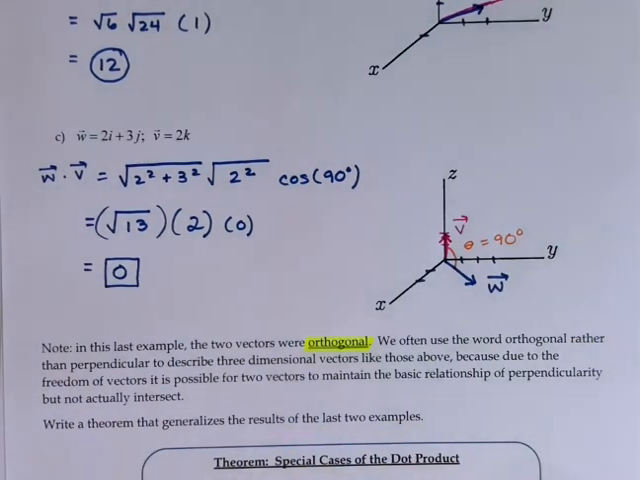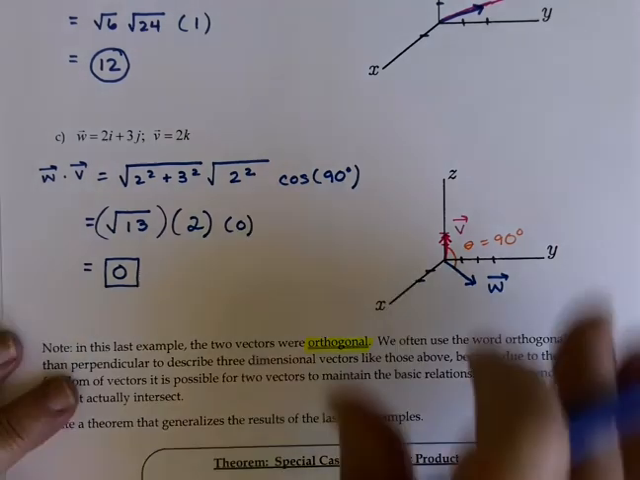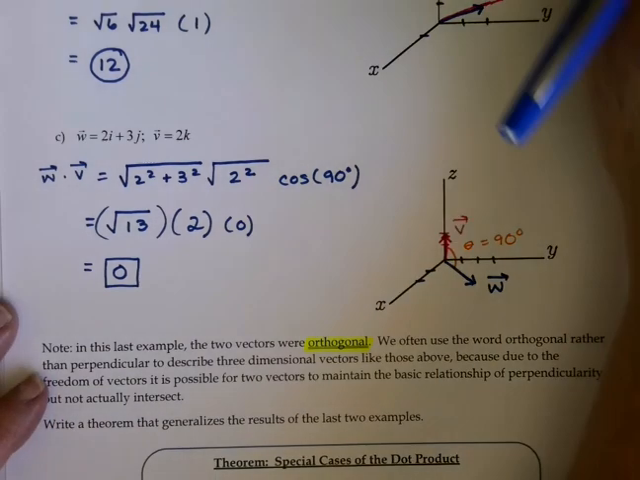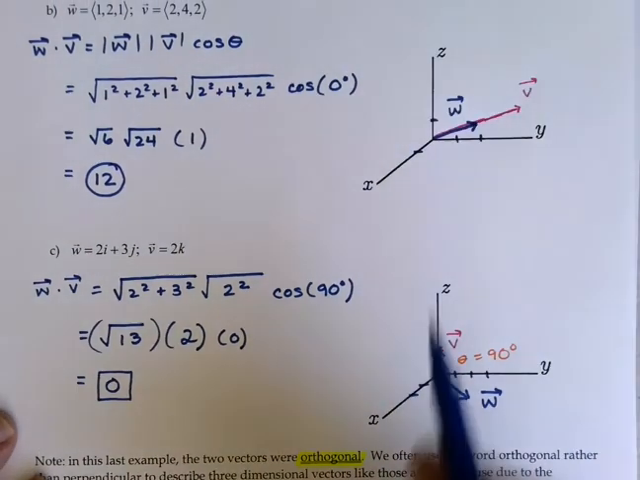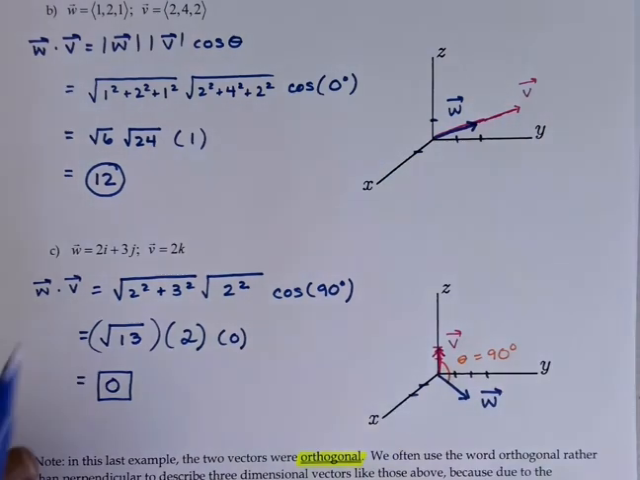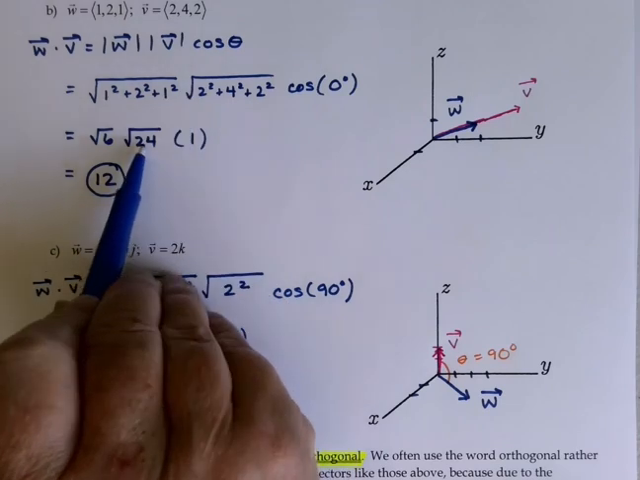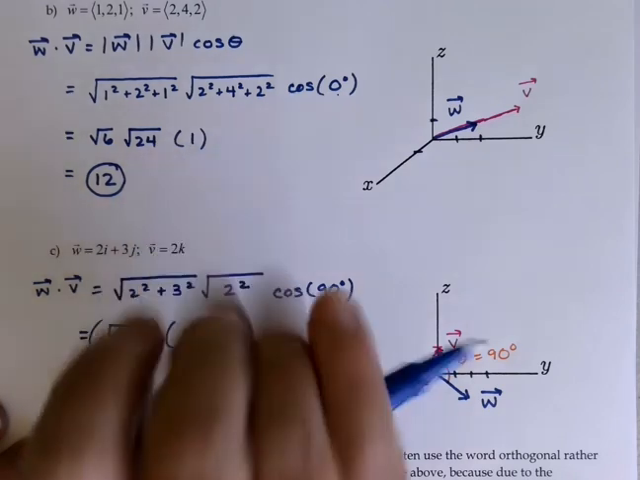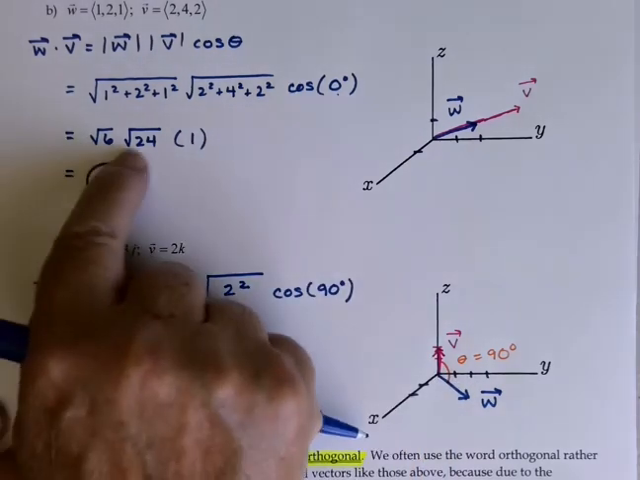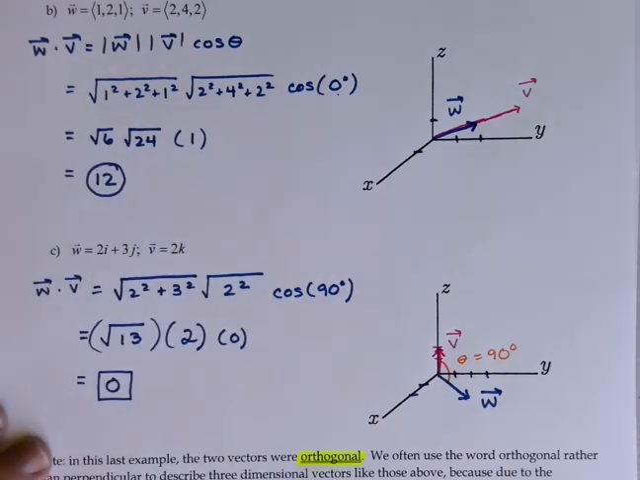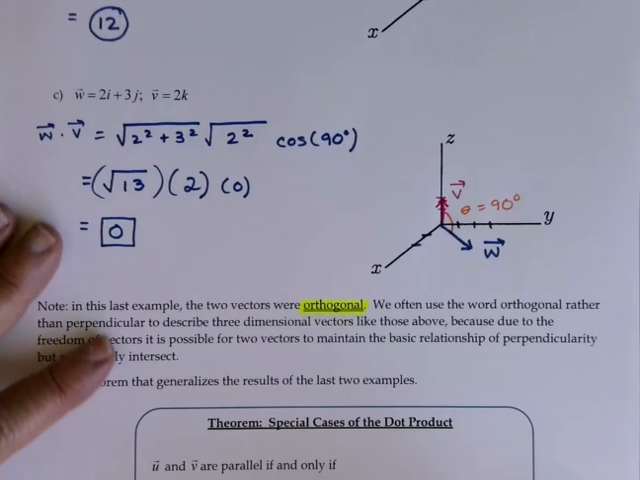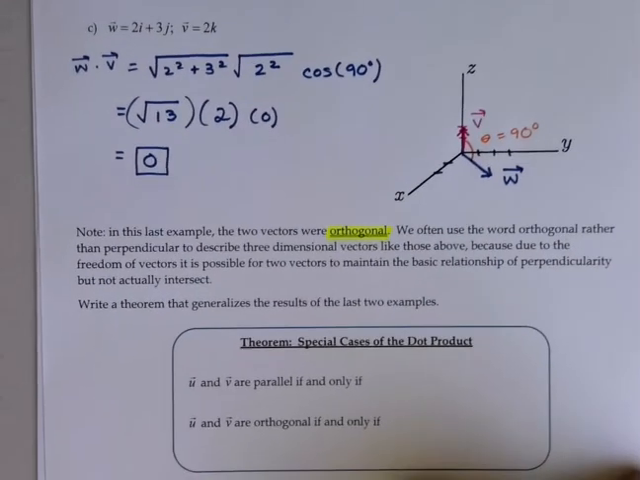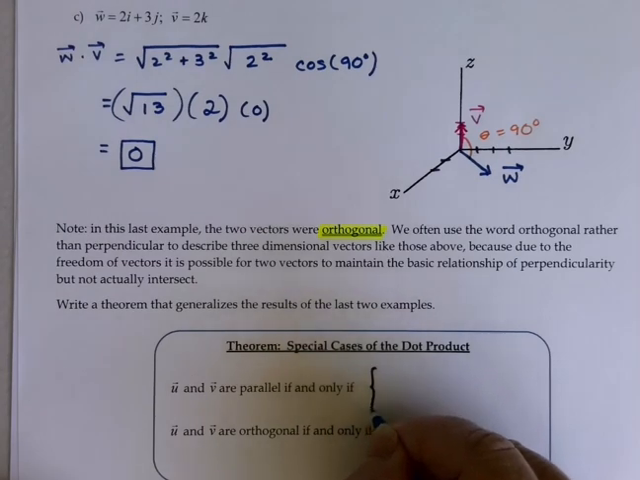I'm going to actually use this last idea to go ahead and generalize in a little theorem, the special cases of the dot product. We'll talk about it and then we'll fill it in. They talk about what happens in the parallel and orthogonal cases. In the parallel case, we end up with the magnitudes of the two vectors, and the cosine of 0 degrees is just going to be 1. So in fact, it doesn't really change the product. And what we really end up with is just the magnitudes of the two vectors. So I'm going to say U and V are parallel if and only if, and there's actually two pieces to this.